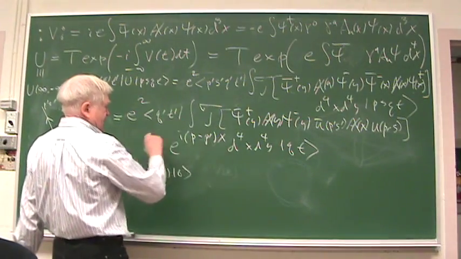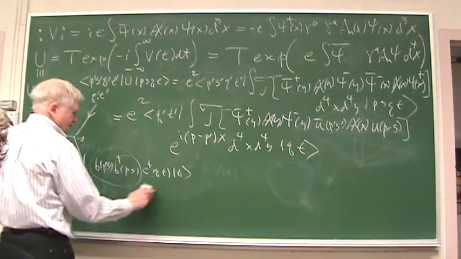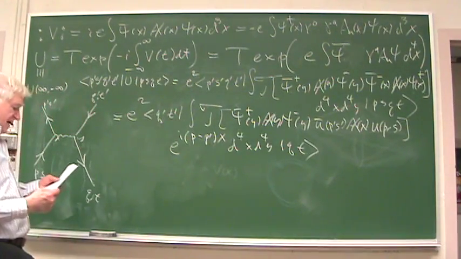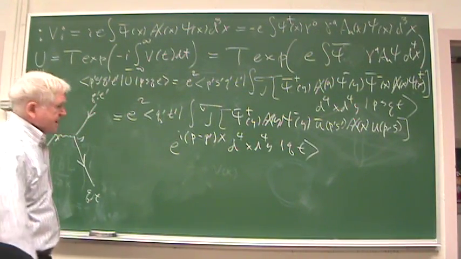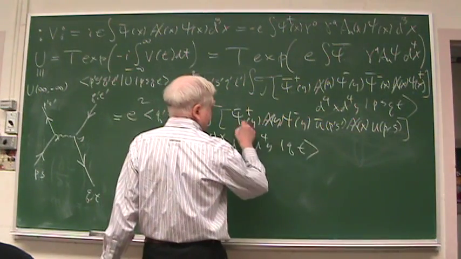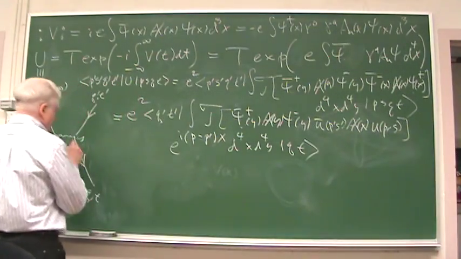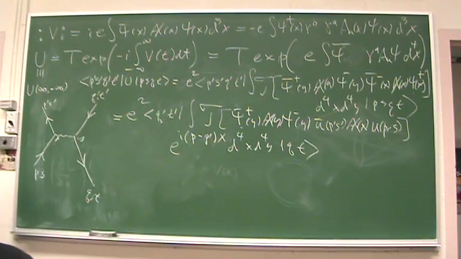And then the opposite thing happens on the other side. So there aren't any extra minus signs. So that's what we've got there. The next thing is to use the field at Y to annihilate a positron, create a positron.